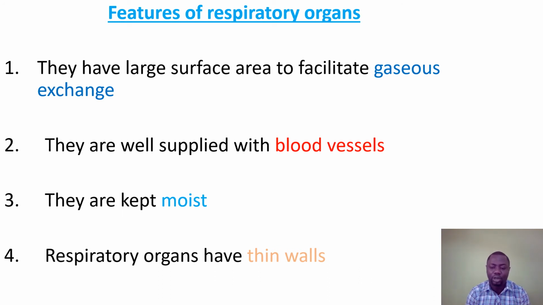Number three, they are kept moist. Moist simply means there's a water environment around it. This is because we know that water contains oxygen. So anytime there is a watery environment around the organs, then there will be the exchange of oxygen and carbon dioxide in and outside the organs of the respiratory system. Is that clear? So they are always kept moist.